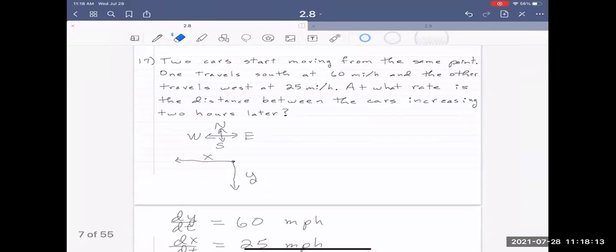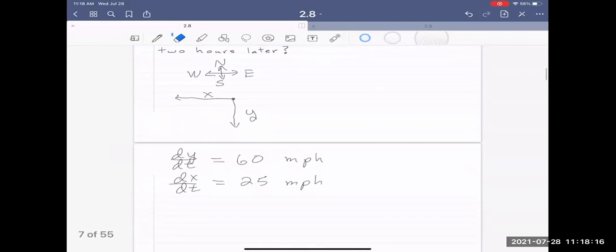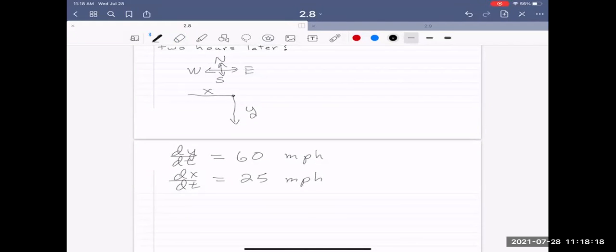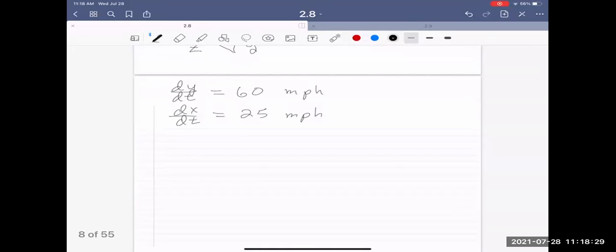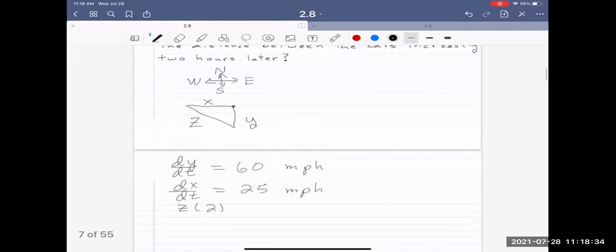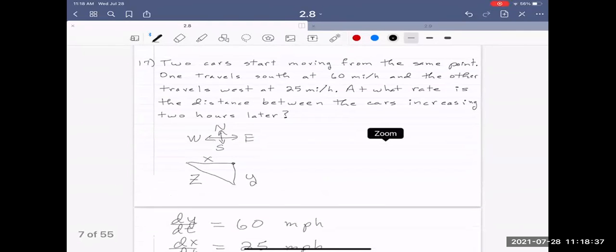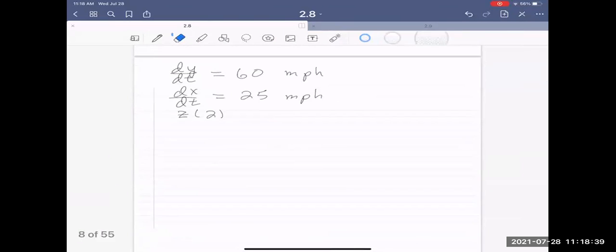Okay. At what rate is the distance between the two cars increasing 2 hours later? So now, actually, I'll get rid of the endpoint. So now I'll call that z. So I want to figure out z after 2 hours. Is it rate? So dz dt. So I want to figure out dz dt after 2 hours.